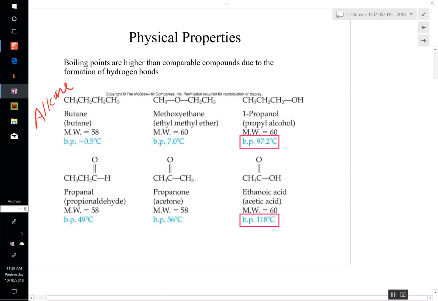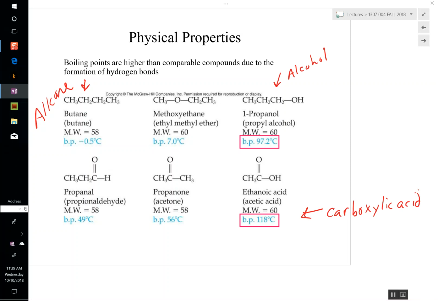Comparable molecular weights, but what I want to look at is an alkane, the alcohol, and the carboxylic acid. All right, molecular weight 58, molecular weight 60, molecular weight 60. Approximately 0 degrees centigrade, approximately 100 degrees centigrade, and I'm just rounding these off, approximately 120 degrees centigrade.